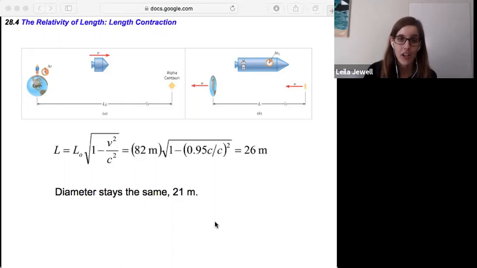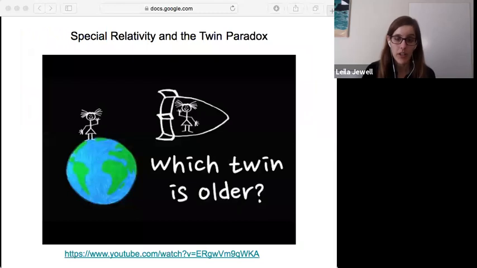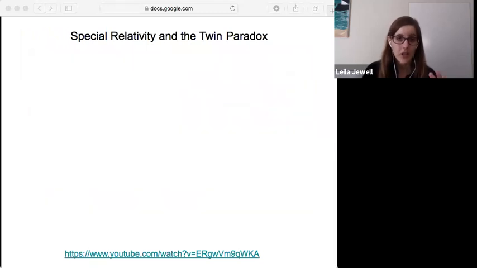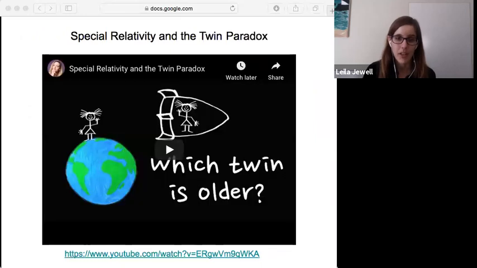So that's our other relativity consideration, with interesting implications, and length contraction and time dilation actually work together so that things become a little less weird. There are still some weird side effects, as I mentioned, things like the twin paradox. So I encourage you to check this out. There's a link here to the twin paradox.